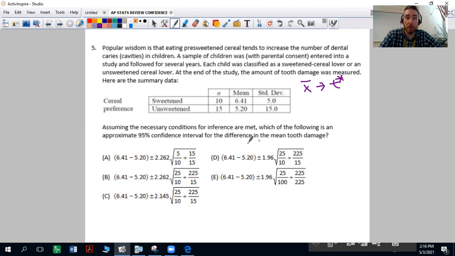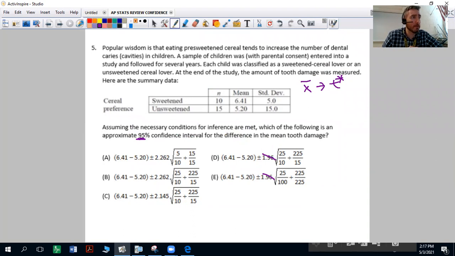So one thing I'm going to look for is if it's 95%, and for Z, we know 95% is 1.96, we know it's not going to be that. That would be if it was a Z, but this is not. This is T because it's not a proportion. So now let's go down here. All of these have a 10 and 15. That's your sample size. But what's going on with the numerator?